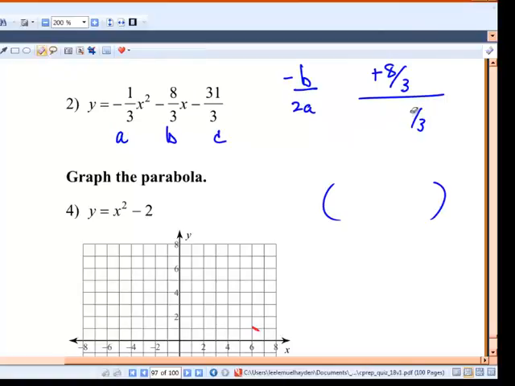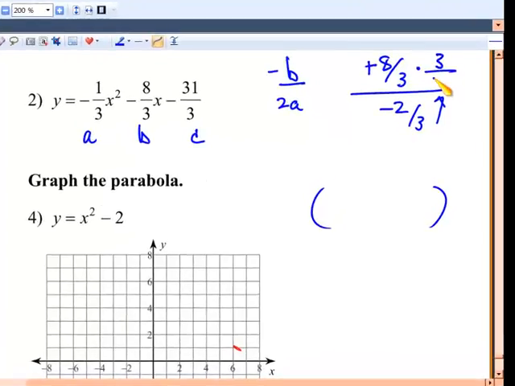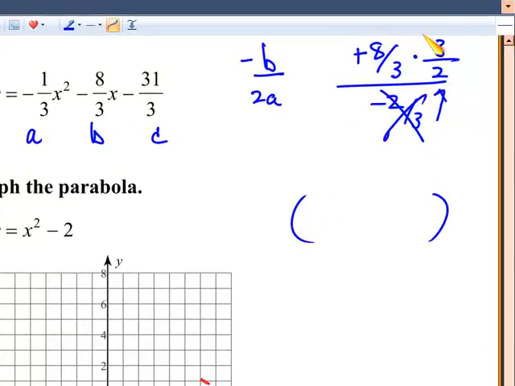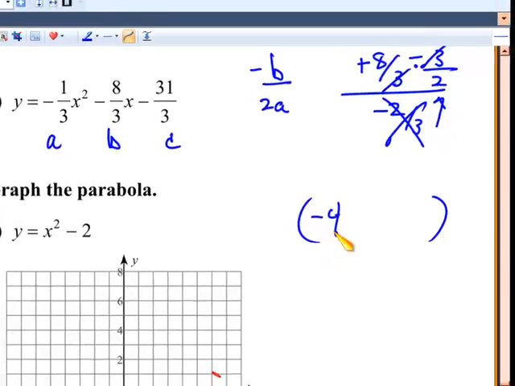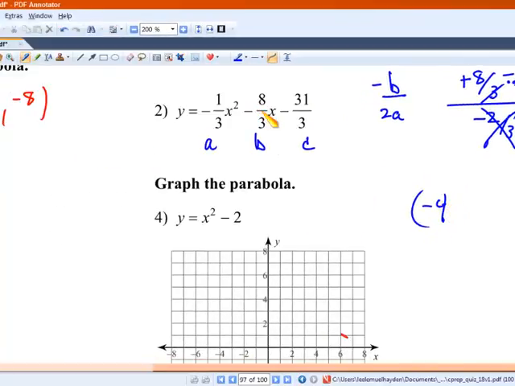So really now I have 8/3 over 2/3. Well, that's a fraction over a fraction, so I'm going to flip and multiply. That's how I divide one fraction by another fraction, and that gives me, the 3's cancel out and I get -4, because 8 divided by -2 is -4. Then I put that number back in for x and do the math.